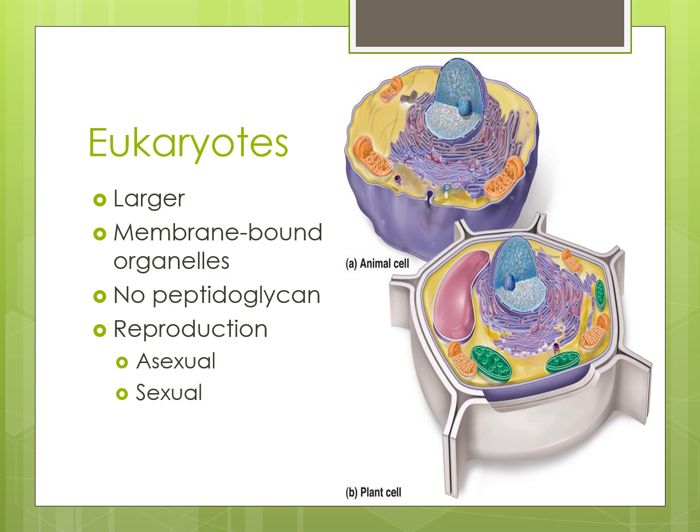They do not contain peptidoglycan, and their form of reproduction is going to vary depending on what type of cell or organism we're talking about. So the two flavors of reproduction include asexual or sexual, which we'll talk a little bit about here in a bit, but those are our primary features we need you to know about eukaryotic cells.